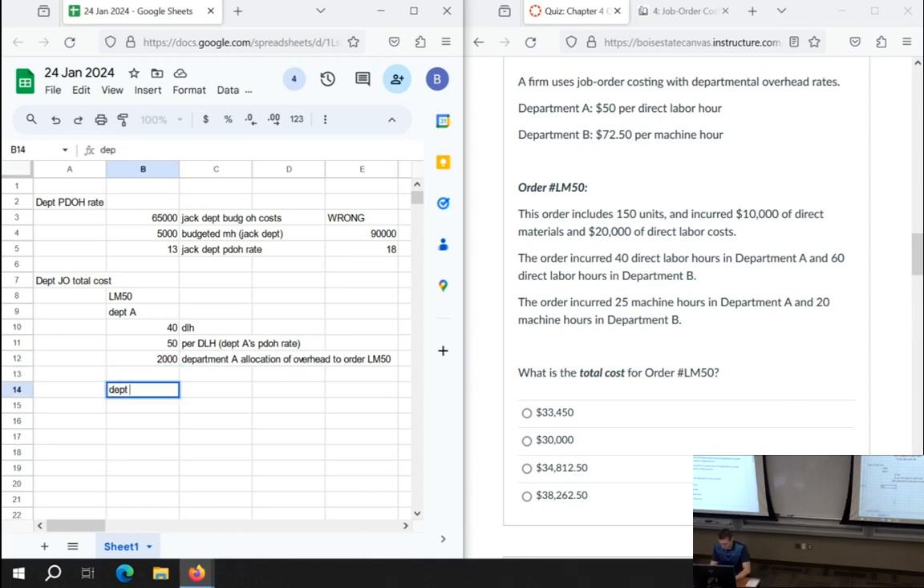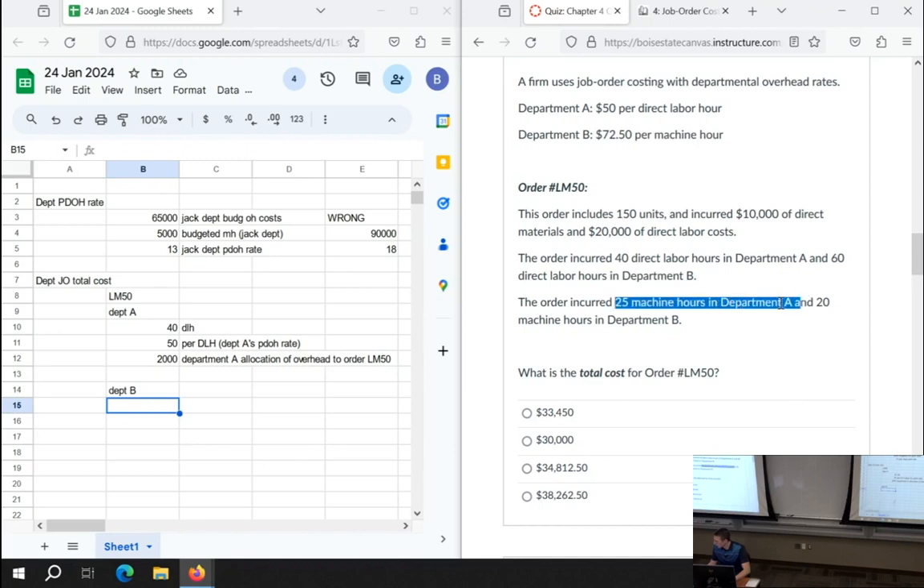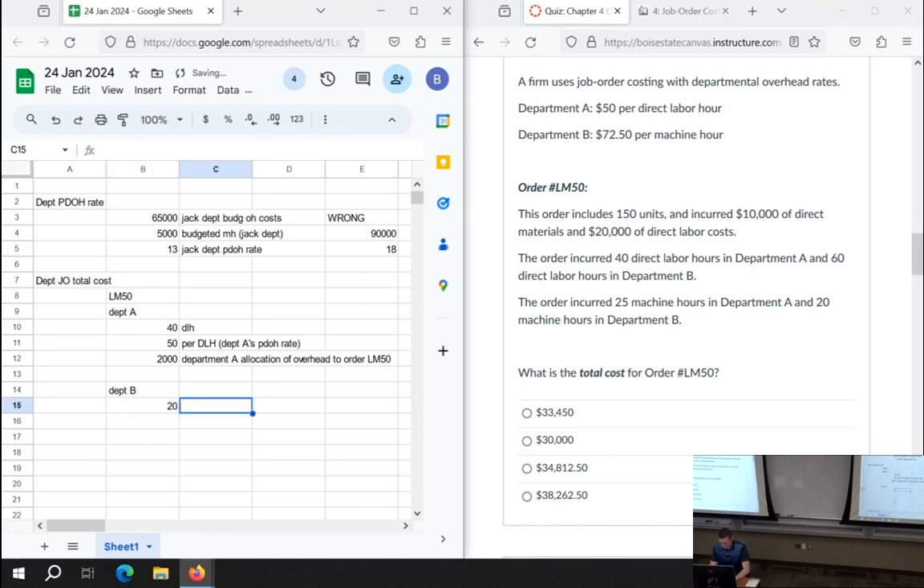Well, Department B over here uses, looks like machine hours. So we're going to look at how many machine hours were incurred by Department B to service LM50. So it's 20. Oh, wrong screen. 20. That's our machine hours. I'll put even the name. It's Department A's direct labor incurred. Department B machine hours incurred. And we have 7250 as our rate. That is per machine hour, that's Department B's PDOH rate. Multiply those two. Great. That's Department B's allocation of overhead to order LM50.